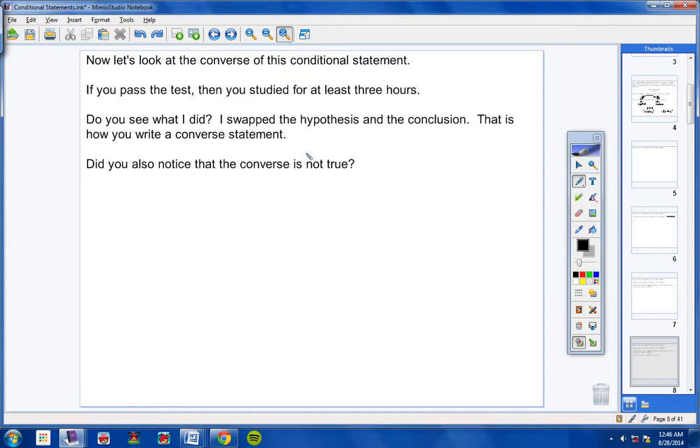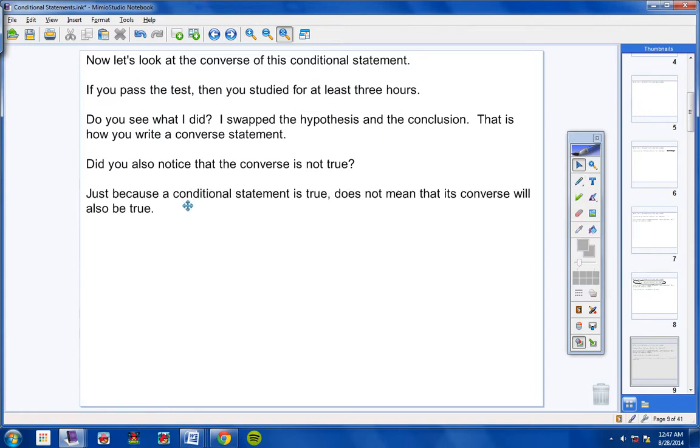Okay, so notice that the converse in this situation is not true. Now think about it, guys. You need to understand that, because just because a conditional statement is true does not mean its converse is true. And this needs to be written in your notes, so please write that down. Just because a conditional statement is true does not mean that its converse will also be true. And you need to know that. I'm going to pause a second while you quickly write this down.